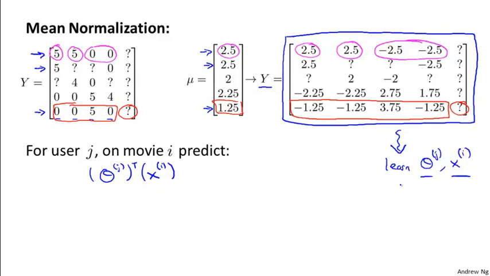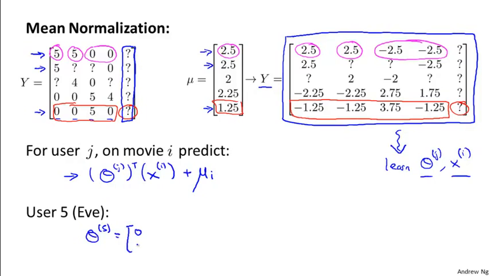But because in the data set I had subtracted off the means, in order to make a prediction on movie i, I'm going to need to add back in the mean, mu i. And so that's going to be my prediction, where in my training data I subtracted off all the means, and so when I make predictions I need to add back in these means mu i for movie i. And so specifically for user 5, which is Eve, the same argument as the previous slide still applies, in the sense that Eve had not rated any movies, and so the learned parameter for user 5 is still going to be equal to 0, 0.